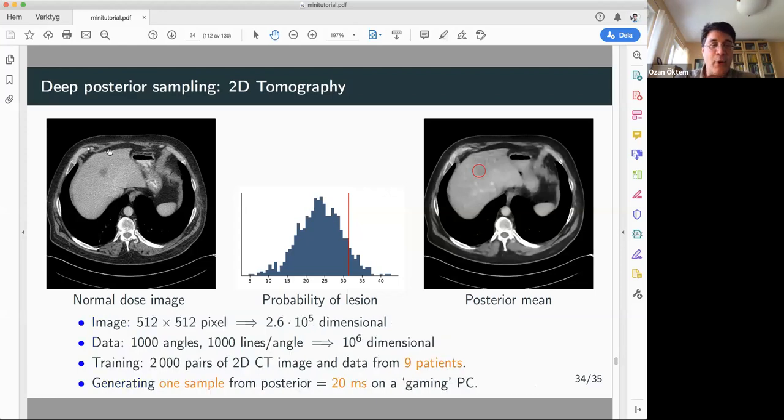Nevertheless, an important take-home message is that the size of the problem is that we still have a 250,000 dimensional image. I mean, the image is, of course, 2-dimensional here, but the array is 250,000 dimensional. The data is 1,000,000 dimensional. And this whole sampling setup, the generator and the discriminator, is trained on 9 patients' data, extremely few training data sets. And once trained, generating a single sample takes 20 milliseconds on a gaming PC.